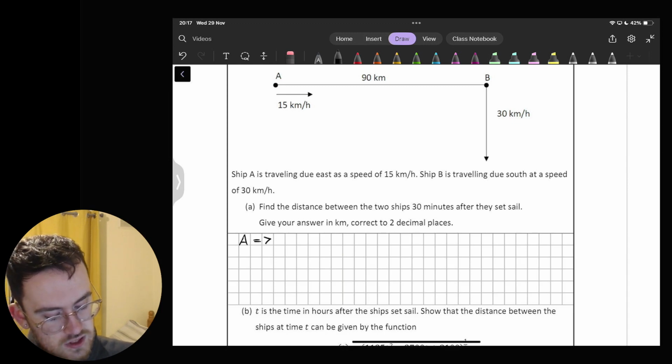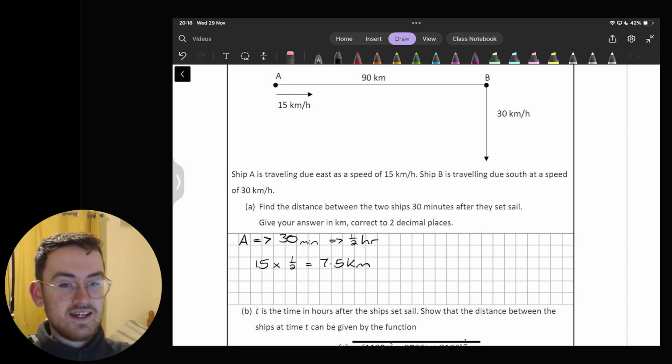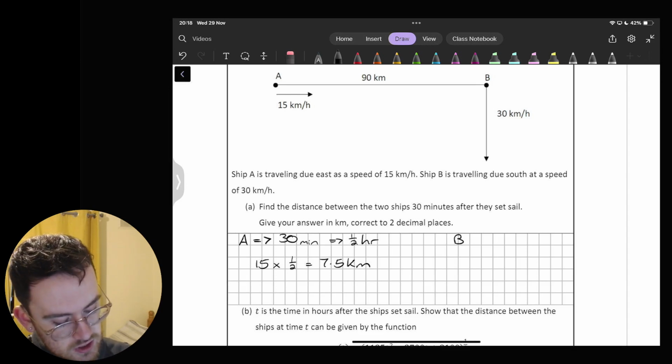After 30 minutes, so 30 minutes of course being half an hour, if it's going at 15 kilometers an hour, then it will have traveled 7.5 kilometers in half an hour. Similarly, ship B is going at 30 kilometers an hour, and we're going to multiply that by half, and it will have traveled 15 kilometers.